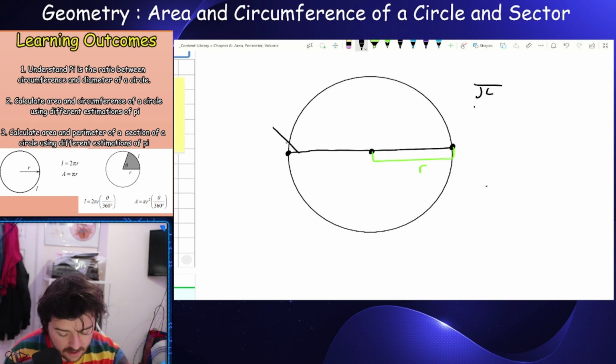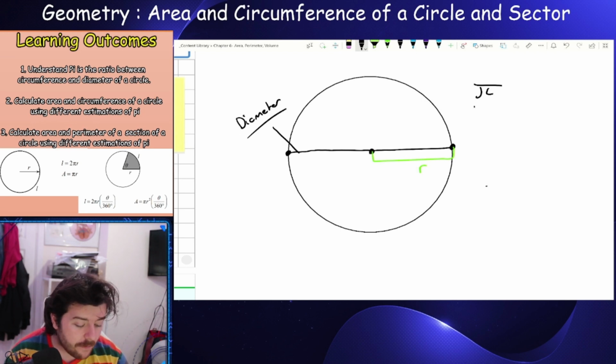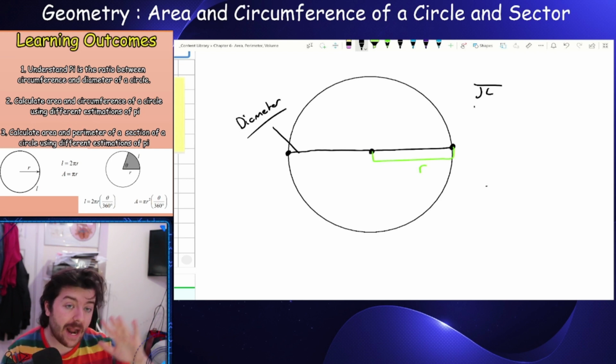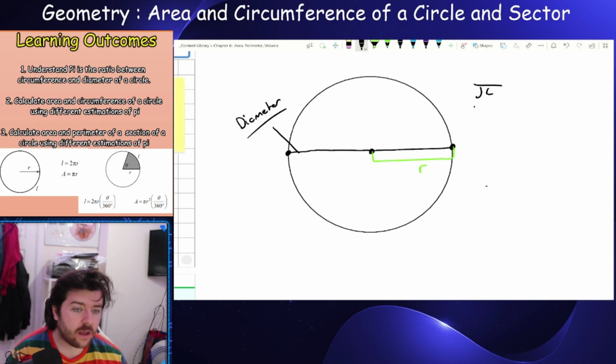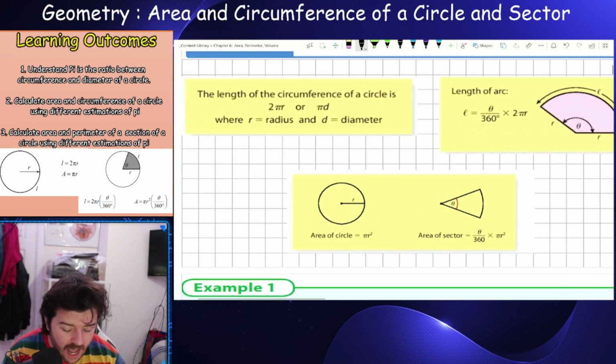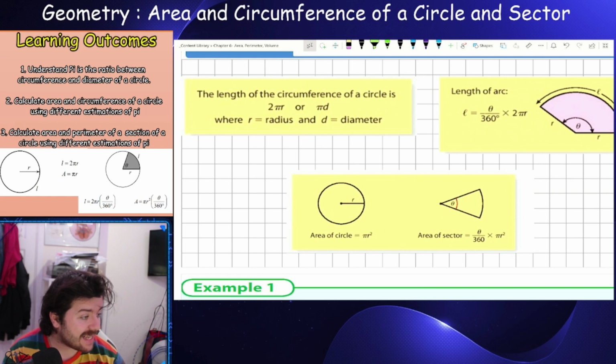So the big black line is the diameter. Then the green line here is my radius. So pi represents a special ratio between them, and this ratio is the same for every circle, no matter how big, no matter how small. So as I said here, the circumference of a circle is 2 pi r or pi times d, where r is the radius and d is the diameter.